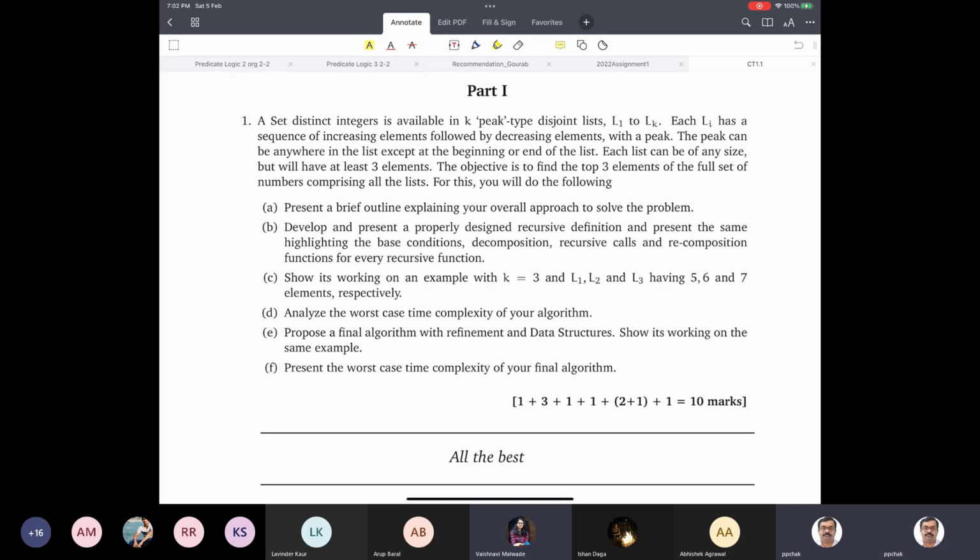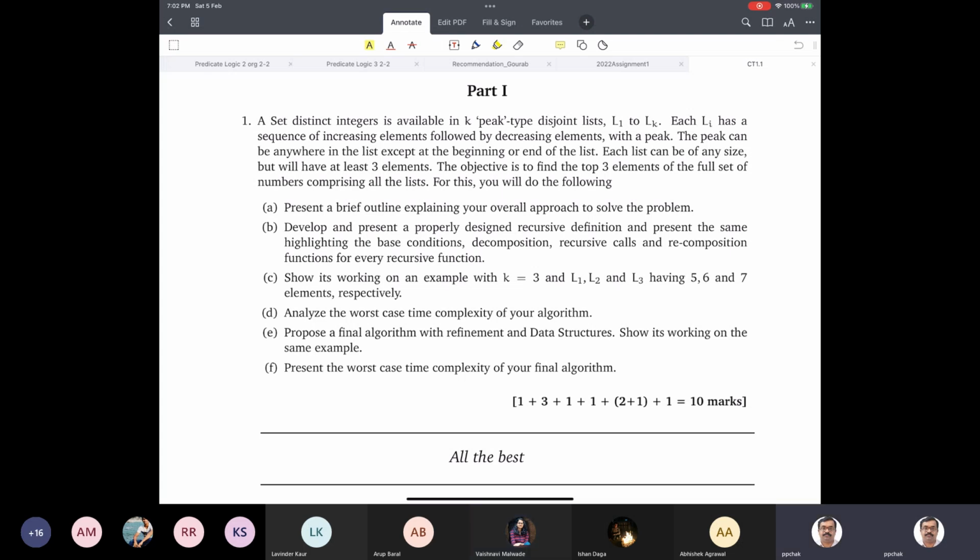How will you find the peak of each list? Good. That is exactly what your friend just said. They calculated the peak of each list. How did you find the peak of each list? So the brute force can be that we iterate through the list and find the element at which the next element is less than.